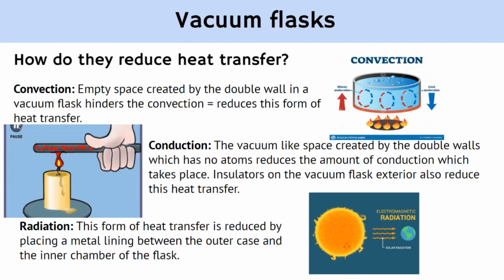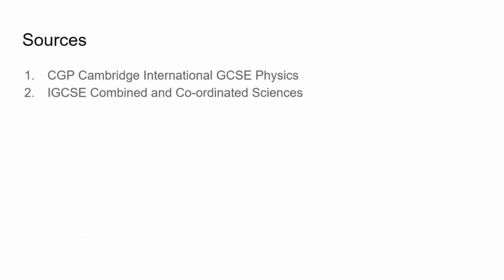Radiation. This form of heat transfer is reduced by placing a metal lining between the outer case and the inner chamber of the flask. So it reflects it. So these are my sources.